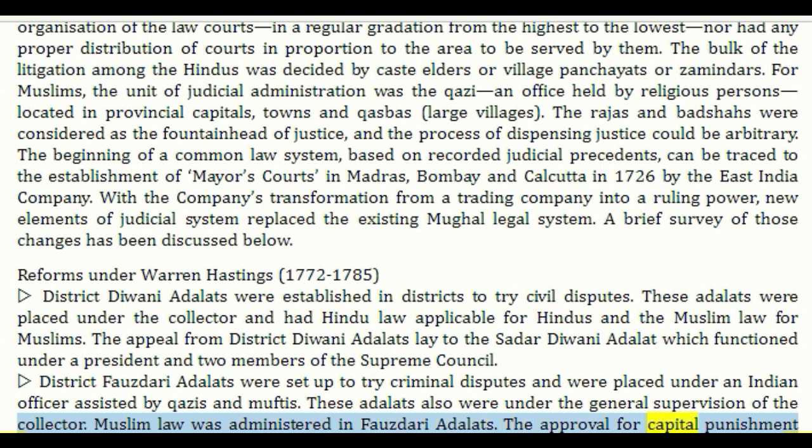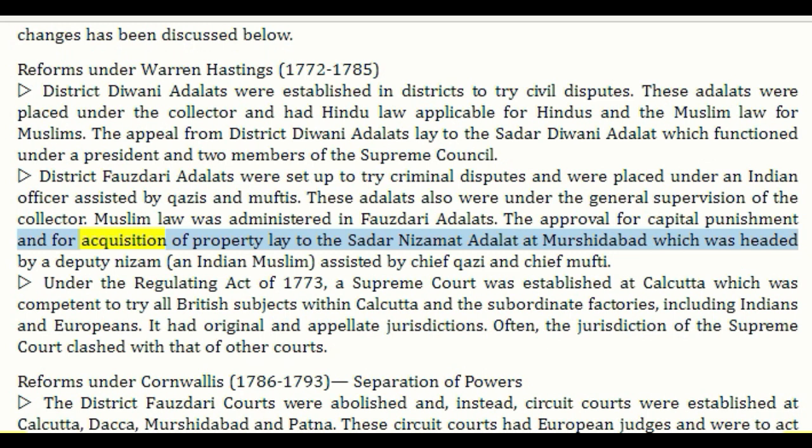The approval for capital punishment and for acquisition of property lay to the Sadar Nizamat Adalat at Murshidabad, which was headed by a deputy Nizam, an Indian Muslim, assisted by Chief Qazi and Chief Mufti.